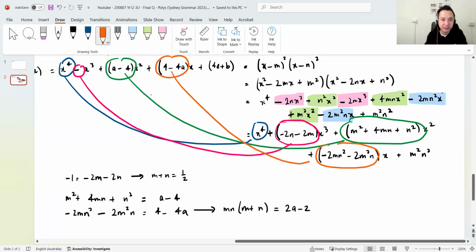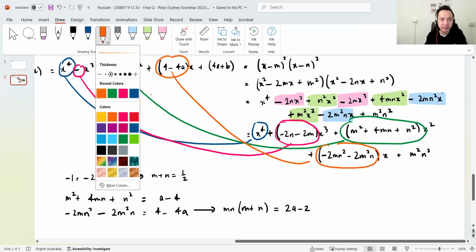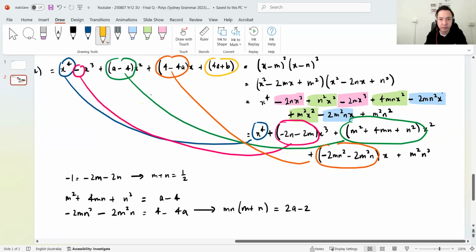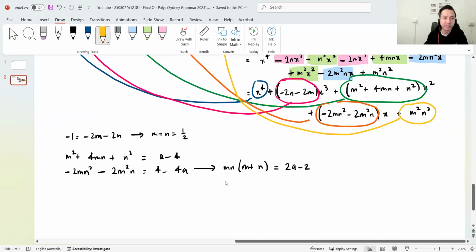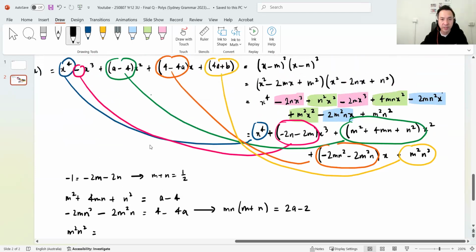And the last one there, guys. Let's go yellow. That. Yeah. So I'm just writing it all down, right? Just so I can have all the equations in here. M squared n squared equals to 4a plus b.